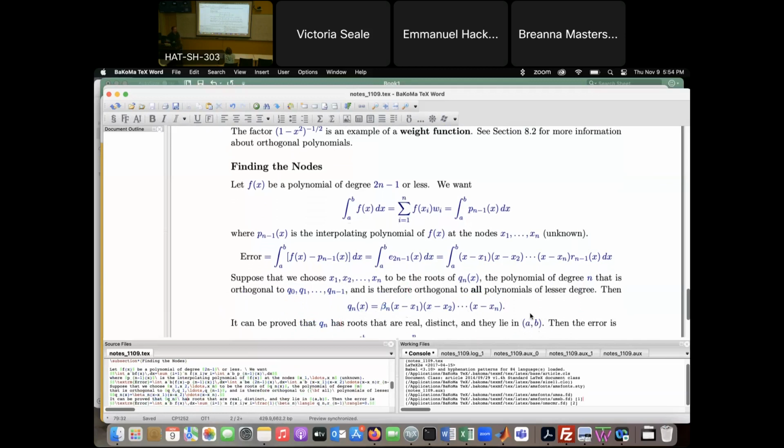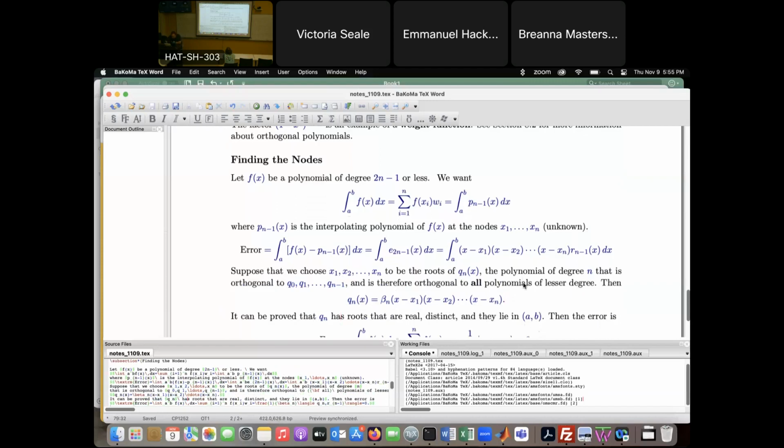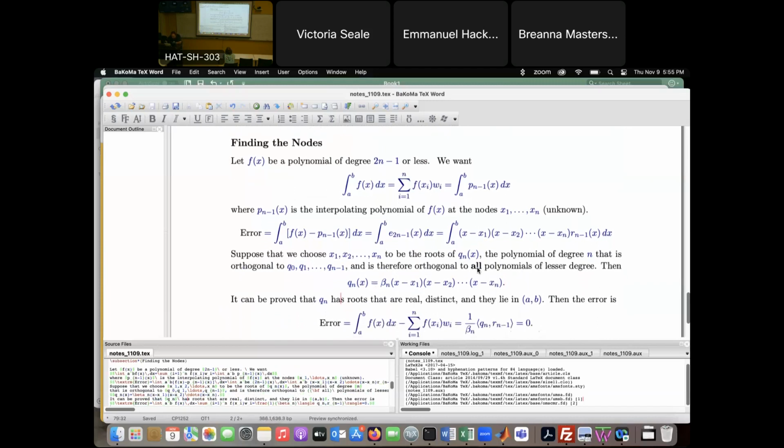This is something that you were assigned to prove specifically for Chebyshev polynomials, that a Chebyshev polynomial of whatever degree has roots that are real, distinct, and lie in the interval -1 to 1. So that's a property that actually applies to all families of orthogonal polynomials on whatever interval they're defined. So now let's take a look at the error again.